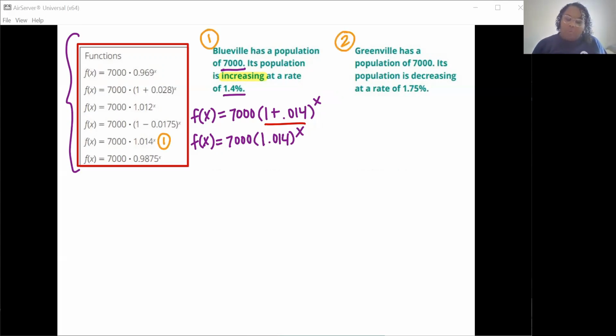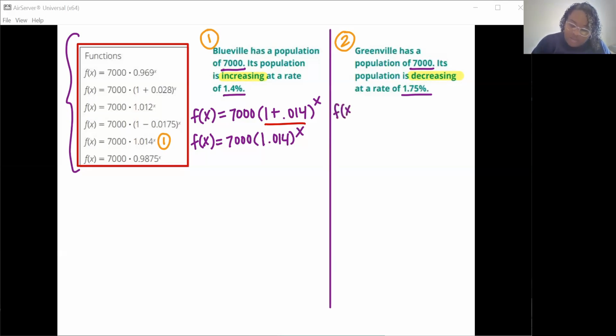For problem number 2 over here, we were talking about Greenville. We are told that it has a population of 7,000, so the same a value here, and its population is decreasing. That word tells me this is going to be exponential decay, and this is happening at a rate of 1.75%. So thinking of my function here, we're going to have f of x equals my a value, my initial, 7,000, times the quantity of 1 minus, since this is exponential decay, that rate as a decimal, 0.0175 to the power of x.